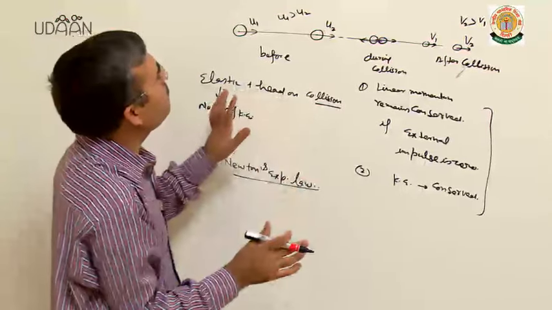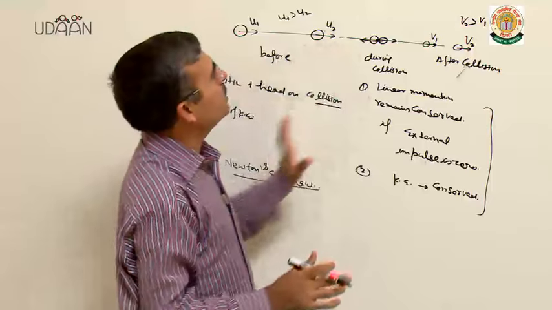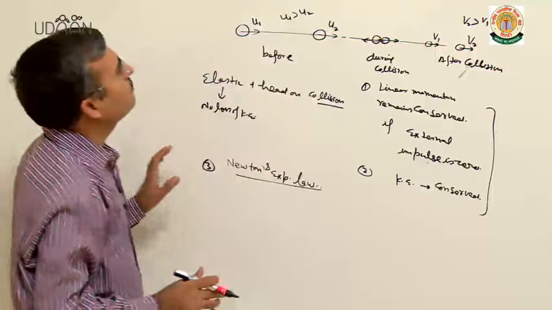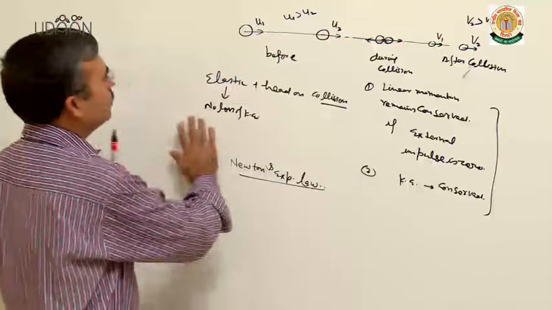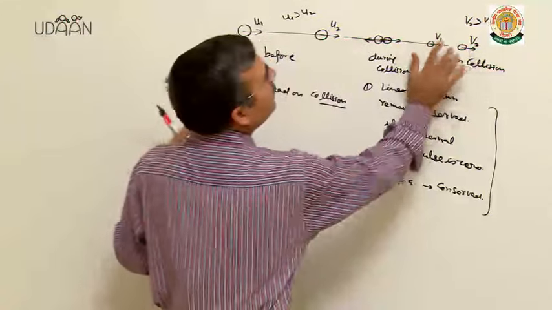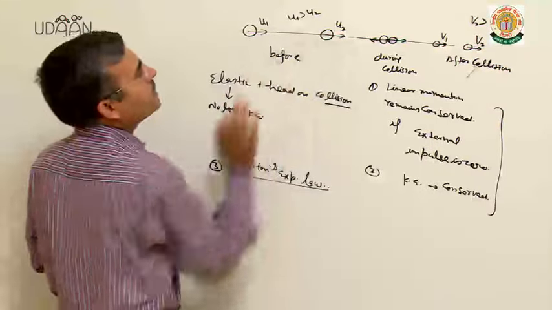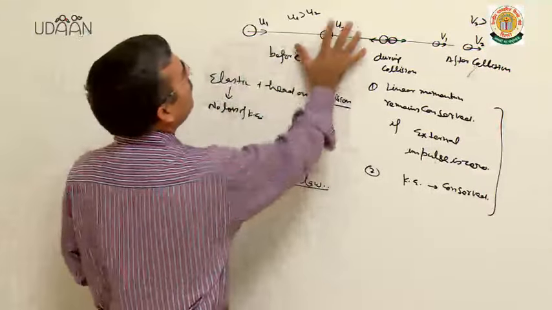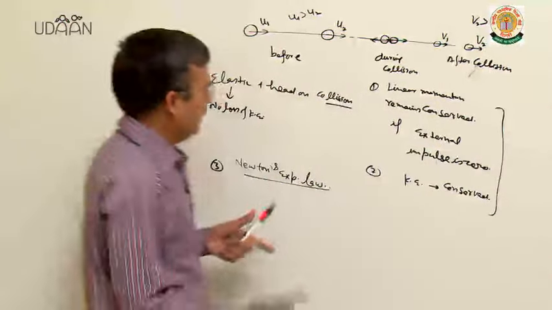During the collision, exchange of energies is taking place, and under no loss of kinetic energy, finally kinetic energy of this plus this equal to kinetic energy of this plus this. Okay, momentum of these two initially equal to momentum of these two finally.